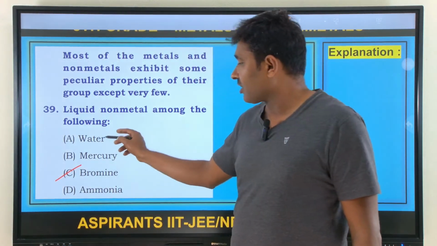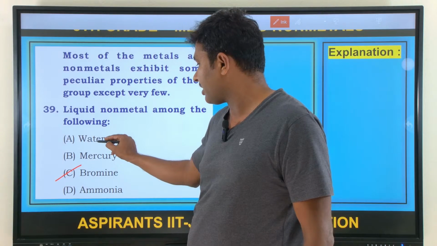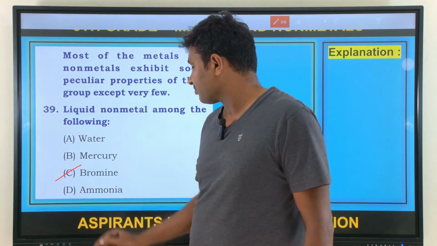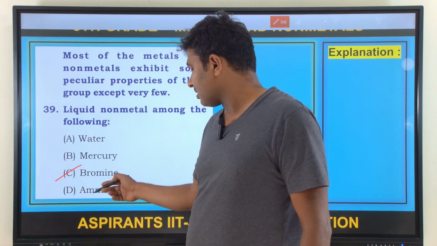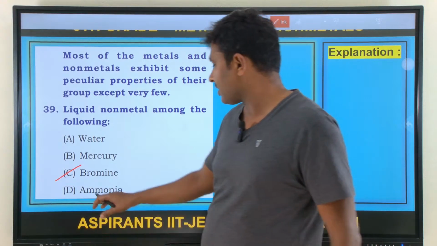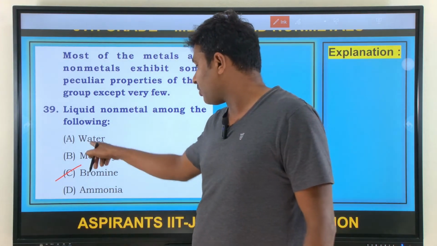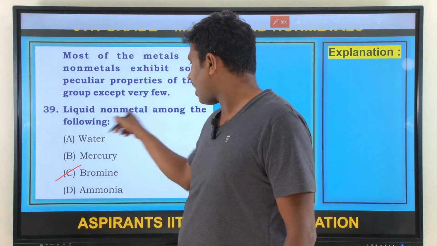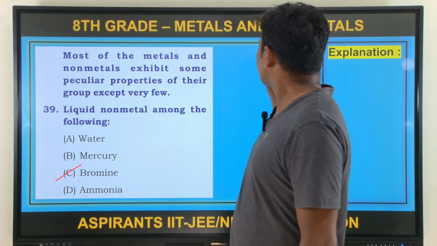Here water is a liquid, but it is not an element. It is a compound. Mercury is a liquid, but it is a metal. Ammonia is a gas, and it also exists in the form of liquid, but it is a compound. Ammonia and water are compounds. Mercury is the metallic element. So the non-metallic liquid element here is bromine. Next question.